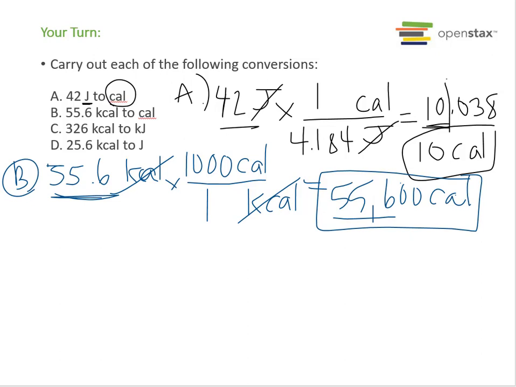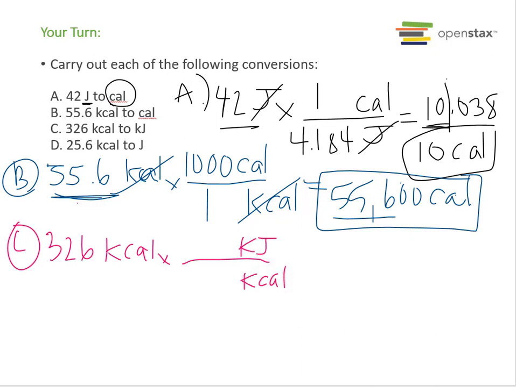All right, let's look at letter C. I'm starting with 326 kilocalories, and it wants to convert to kilojoules. And luckily, we can just say, okay, what do I want? Kilojoules. What have I got? Kilocalories. We know that 1 kilocalorie is equal to 4.184 kilojoules. So now we just need to plug that in.